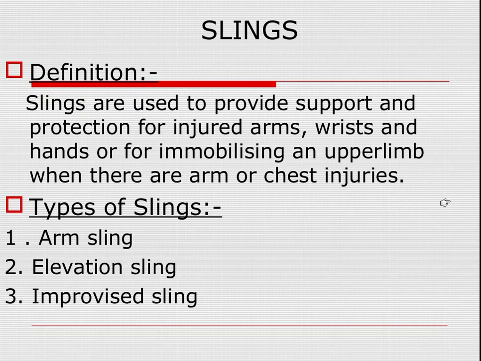So that is a sling. I'll show you the diagram after the next slides. Slings are mostly used to provide support and protection for injured arms, wrists and hands, or for immobilizing the upper limb when there are arm or chest injuries. Slings are used only for the arms, wrists and upper limbs. Okay. Types of slings: arm sling, elevation sling and improvised sling.